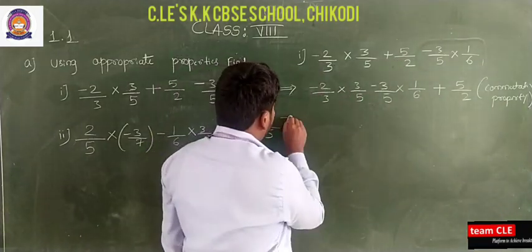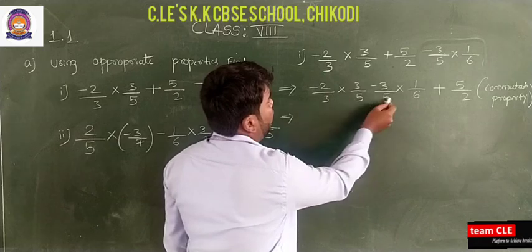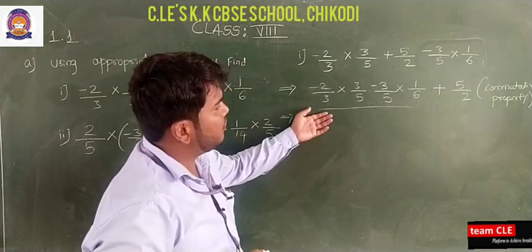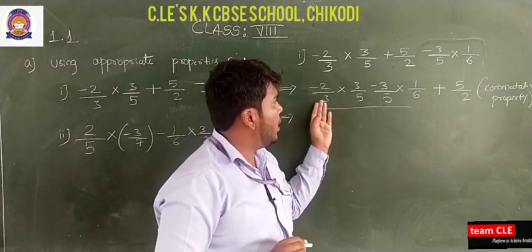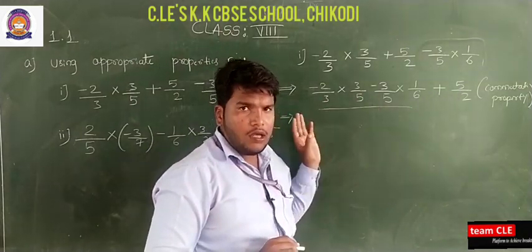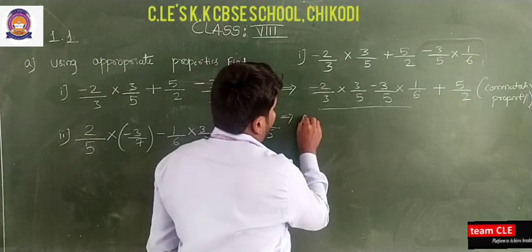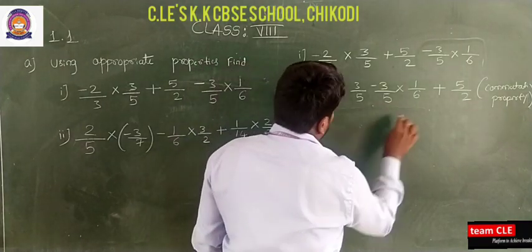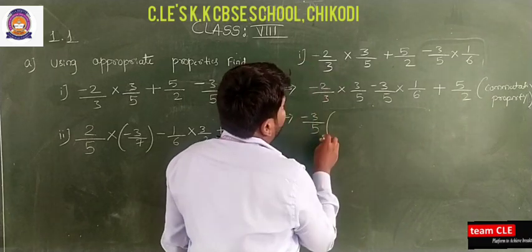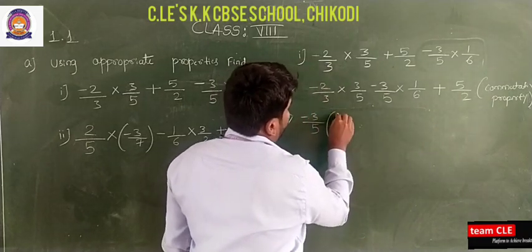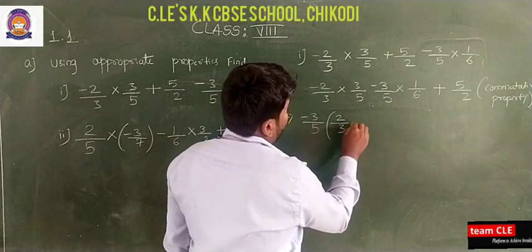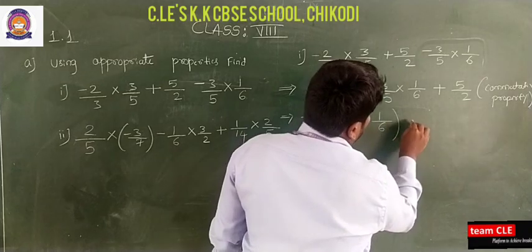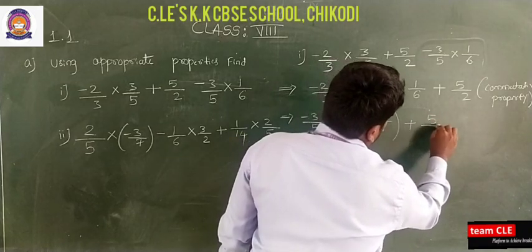Now see the next step. In this, up to here, what is the common thing? Here the common thing you can write is minus 3 by 5. Minus 3 by 5 you can take as common, and just write the remaining things: 2 by 3, minus into minus is plus, 1 by 6, plus 5 by 2.